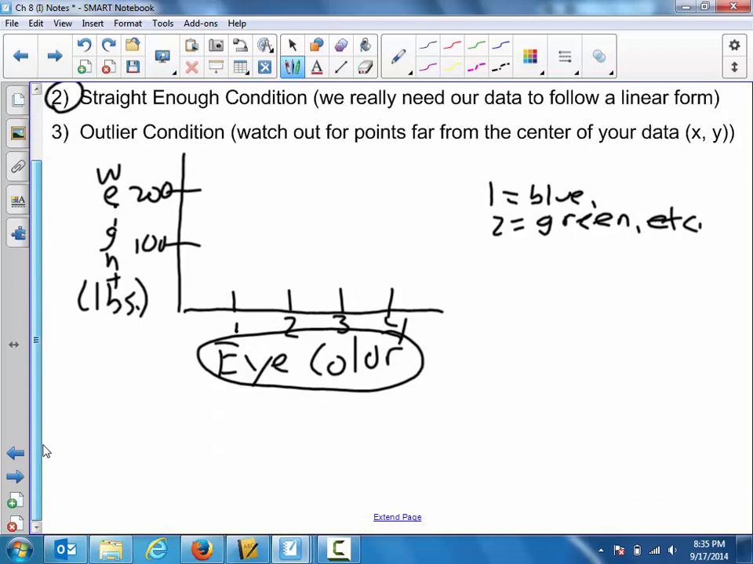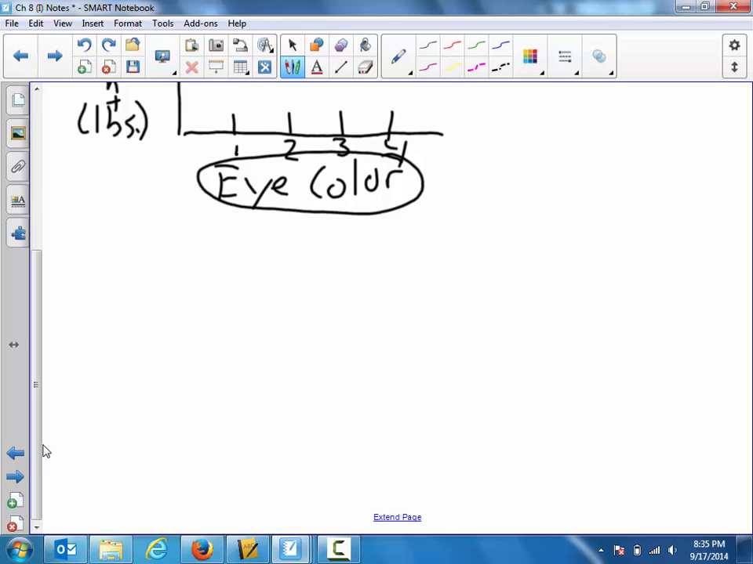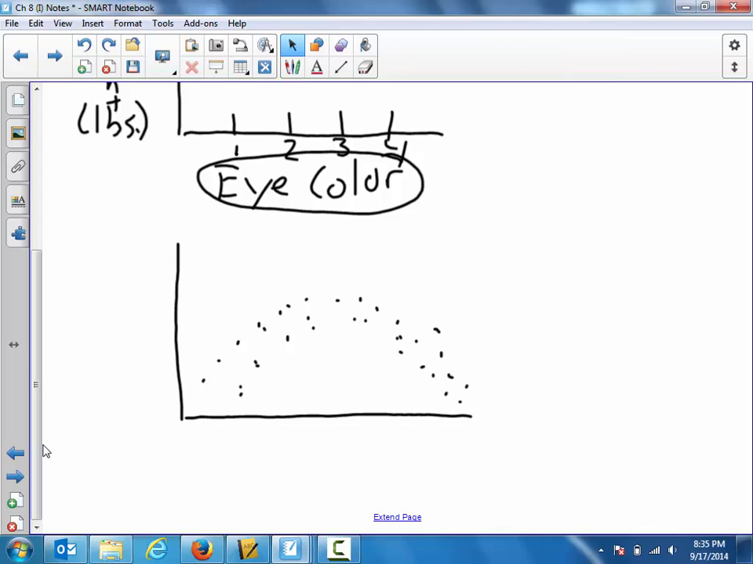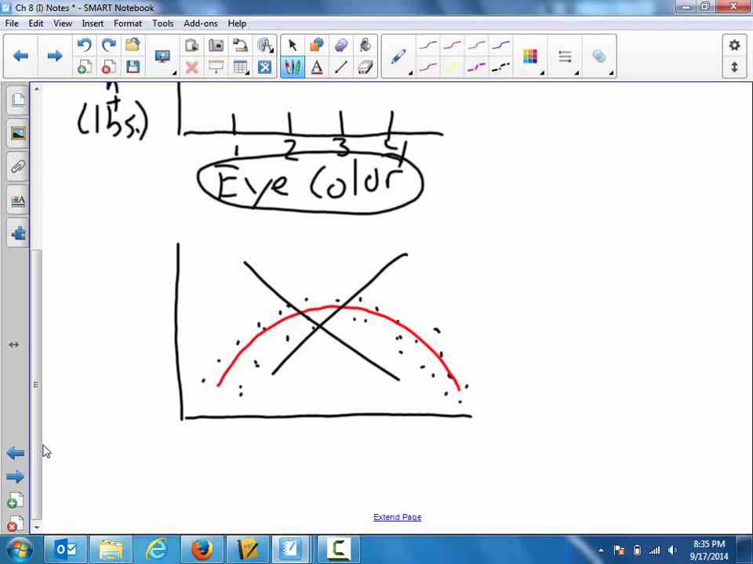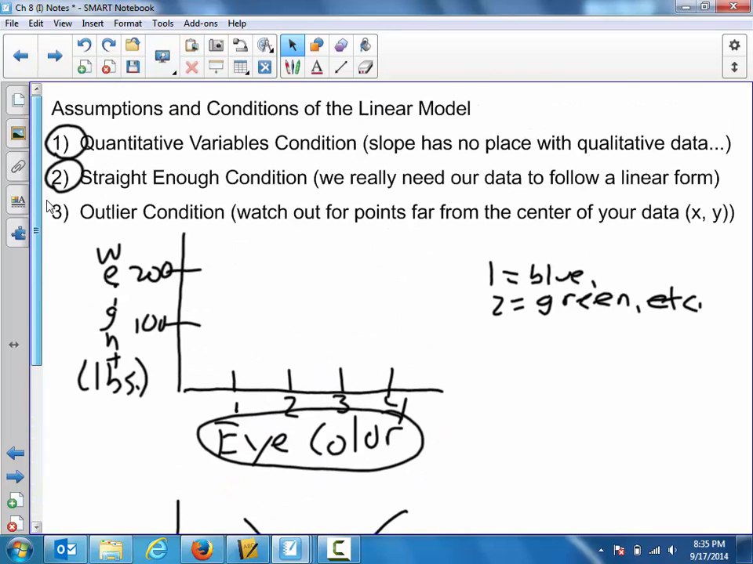Second thing that's got to be met, we're building linear models, so you've got to make sure that you've got a fairly good linear form in your scatter plot. For instance, and this too I feel like is normally a no-brainer, but it bears mentioning. If I'm seeing a quadratic form between x and y variables, this would not be an appropriate time to use a linear model. So pay attention to the form of the data before you build a linear model. So there's the second piece, straight enough condition.